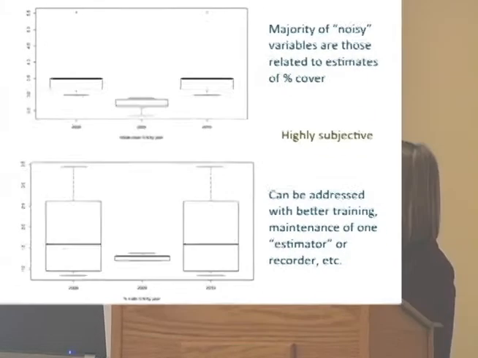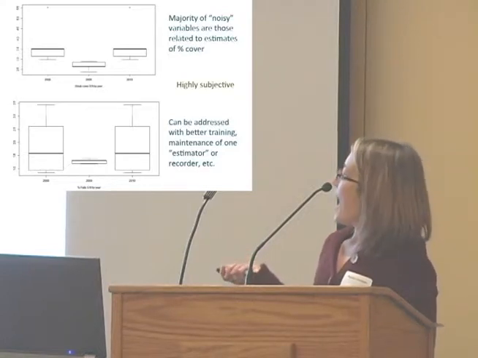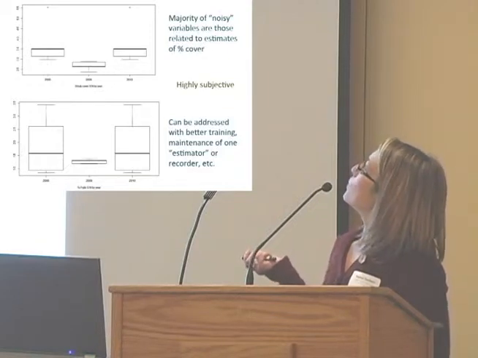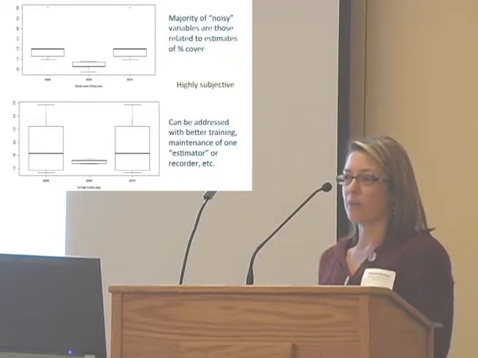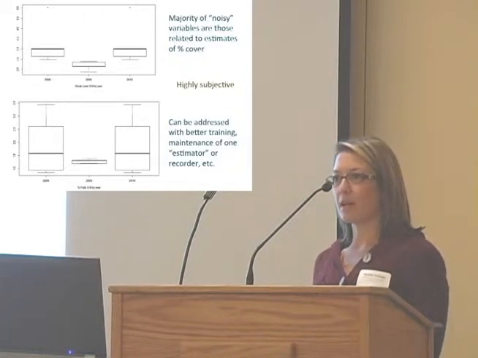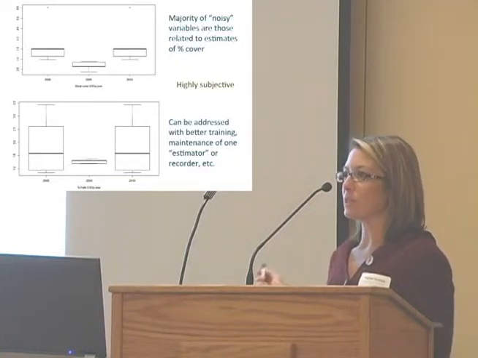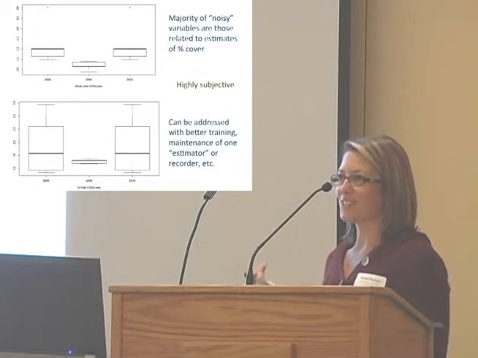So here on the top we have our shrub cover signal to noise ratio by year. And at the bottom, we have percent fast water. The majority of our noisy variables we found were those that are related to estimates of percent cover. And there's a lot of reasons that that could be, but the biggest one probably is sampler error. What one person calls 30%, another person might call 15%, and another person might call 40%. So this is not the most reliable way with moderately trained volunteers to assess what your cover or percent flow habitat is. These are highly subjective.